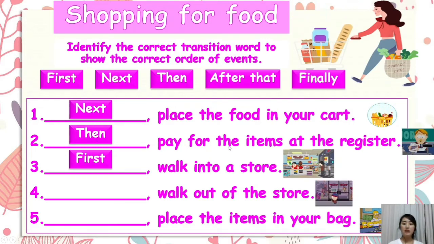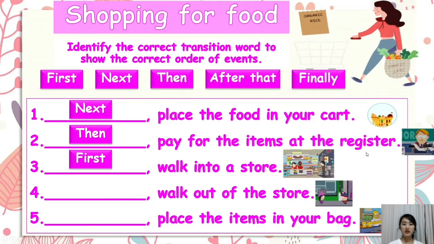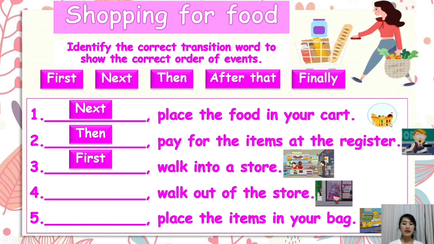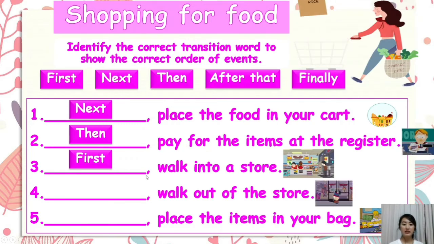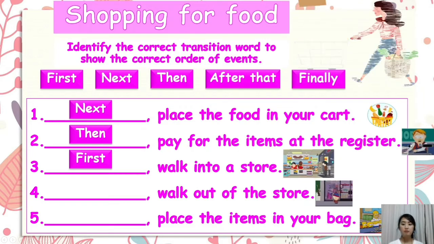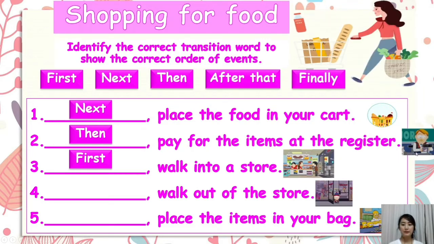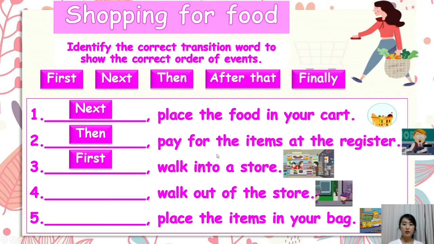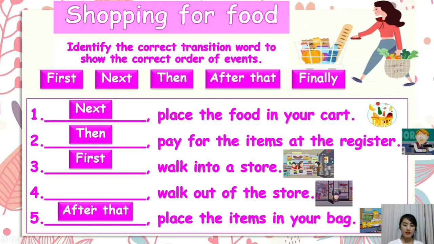Then, pay for the items at the register. After putting the food in your cart, then you have to go at the register or at the counter and pay for the items. So what is the next step after that? After that, place the items in your bag. After paying, you have then to place the items in your bag.